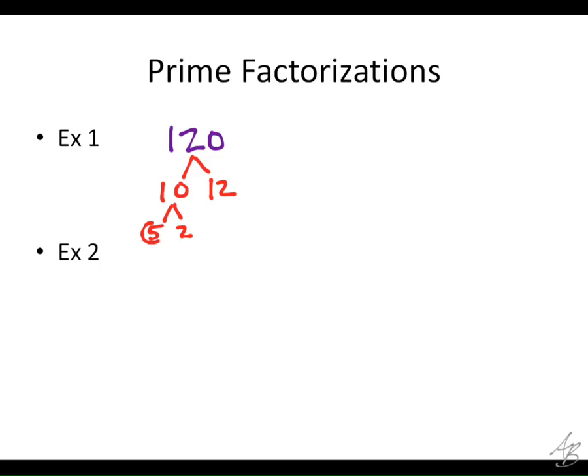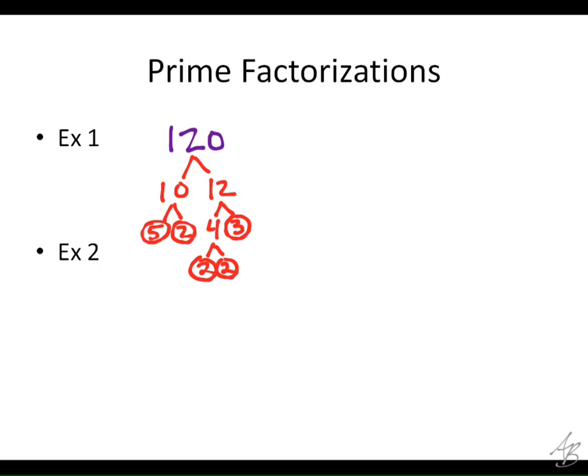No, they're both prime, right? We can circle those because we're done. All right, and then how about 12? That would be 4 times 3. 3 is prime. But 4 we can keep going with. That would be 2 times 2. All right, so this is a factor tree that gives us all of the prime factors of 120.